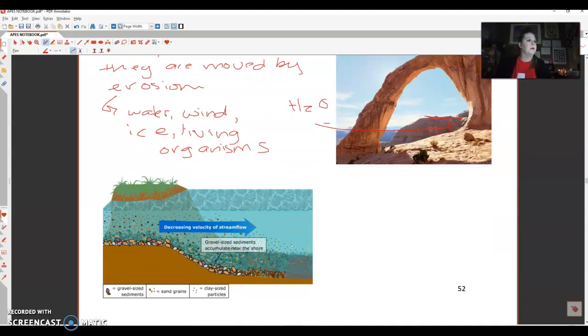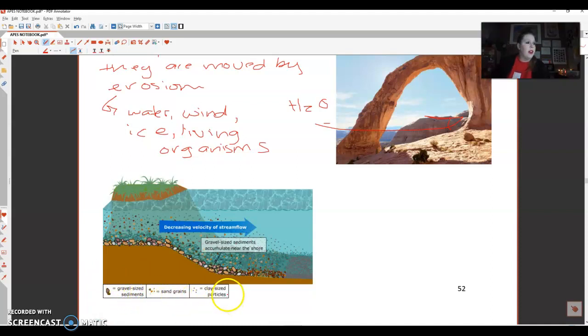Okay, so let's look down here. All right, so this is an example in a stream. So we're looking at water flow and its impact on the movement of particles, okay? So if you look down here, this is our key that's showing us exactly what's happening, okay?